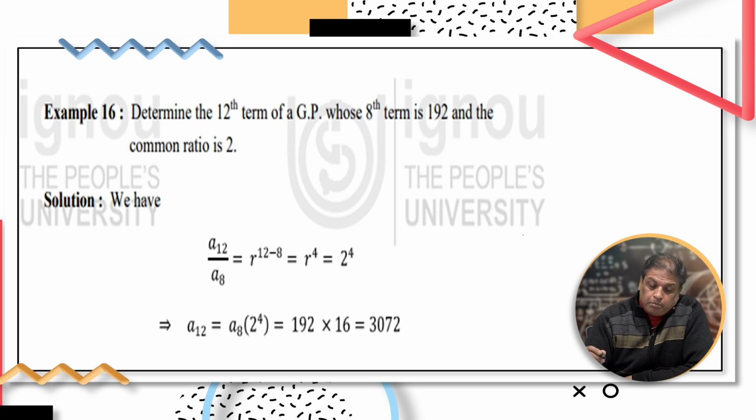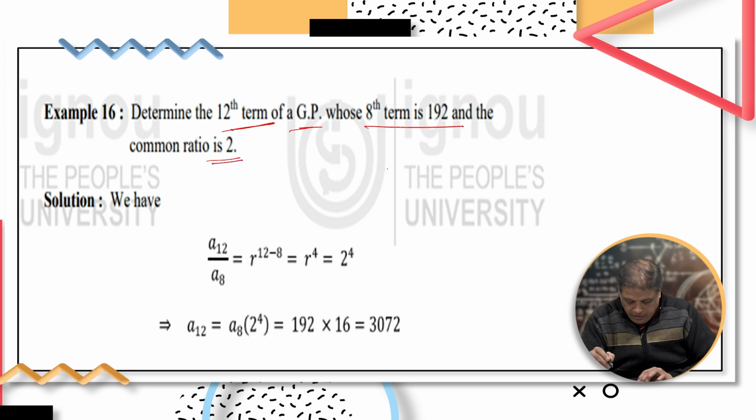Now, there is one more example. Determine the 12th term of the geometric progression whose 8th term is 192 and the common ratio is 2. So, we are supposed to determine the 12th term of the GP whose 8th term is 192 and common ratio is 2.